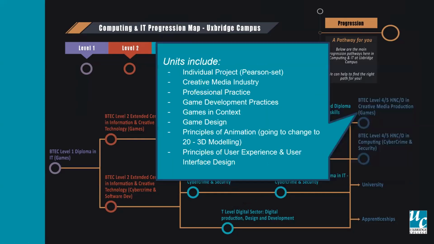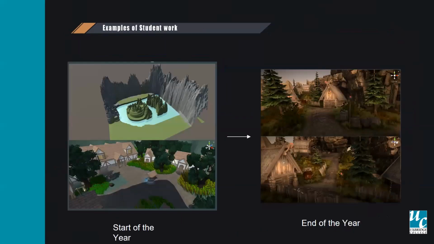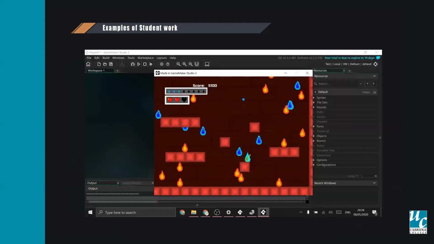Now, to finish up, essentially we have a few examples of the game side of things where students have progressed from the start of the year to the end of the year. So this is an example of level design. A student, as they started to put the levels together and how they ended up over the course of the 2 years.